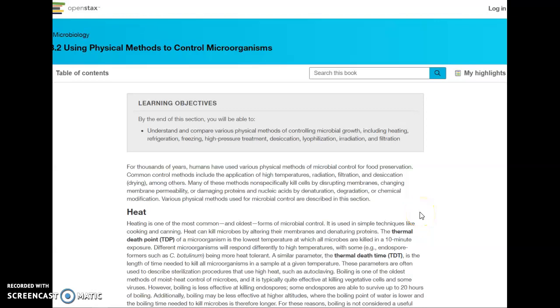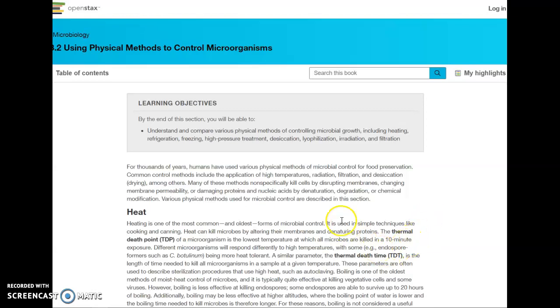In this section, we're going to explore ways that we can use physical methods to control microorganisms. In our next video, we'll get into chemical methods. When we look at physical methods, heat, of course, is going to be the number one physical method that we have for controlling microbial growth. We'll also look at radiation, which we touched on a little bit when we were looking at DNA and mutations. We'll also talk about filtration and desiccation.